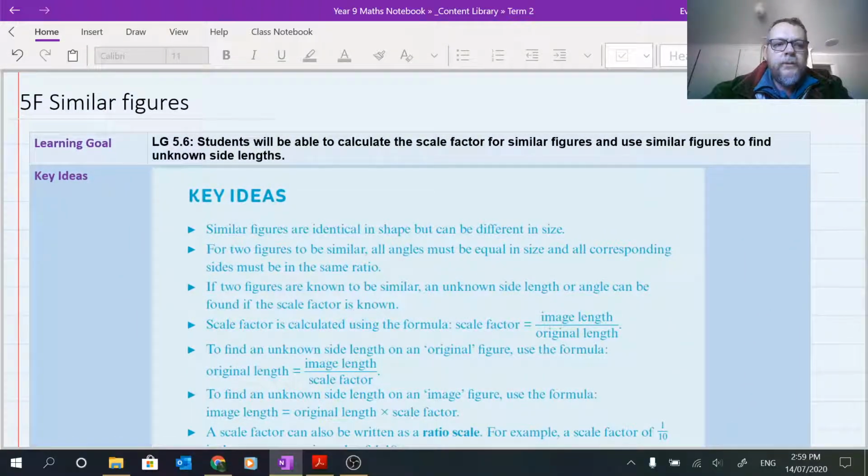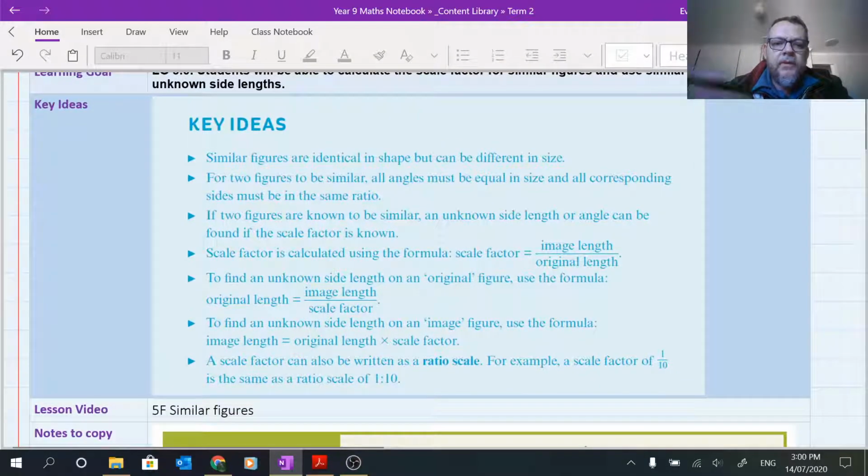So the point of today is that we want you to be able to calculate the scale factor for similar figures and to use similar figures to find the unknown length sides. Now the key idea for today is that similar figures are identical in shape but can be different in size. So what does that mean? Their sides are in proportion but all the angles have got to be the same.